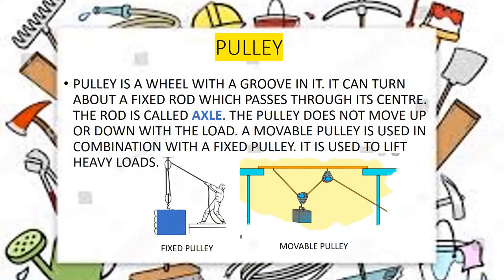Pulley is a wheel with a groove in it. It can turn about a fixed rod which passes through its center. The rod is called the axle. The pulley does not move up or down with the load. A movable pulley is used in combination with a fixed pulley. It is used to lift heavy loads.